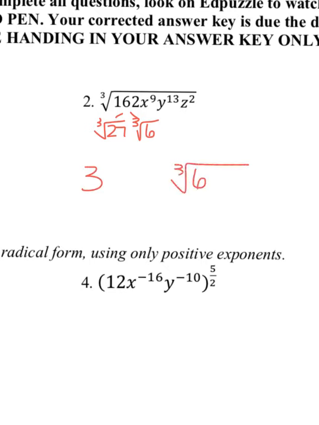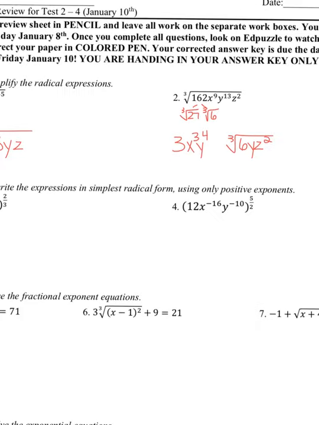And then for your letters, for your variables, 3 goes into 9 3 times, no remainder, which means that x to the 9th is a perfect cube. 3 goes into 13 4 times with the remainder of 1. And 3 does not go into 2 at all, so z squared goes inside of your radical. And that's it for number 2.